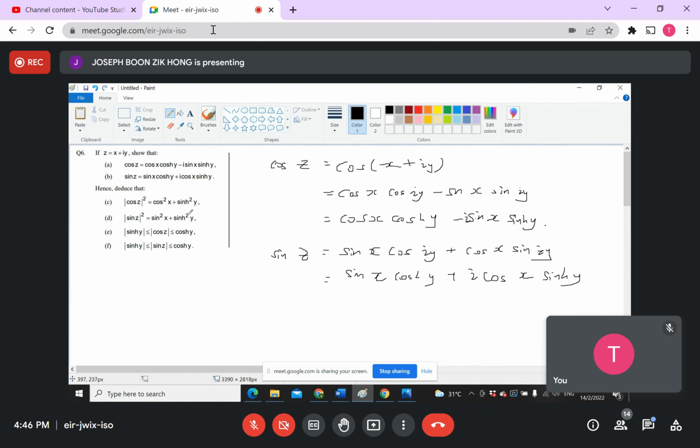Okay, next one, this one. So if you want to find the modulus square of this one, then it will become the square of this one plus the square of this one. So that means we'll have cos square x, cos square y, and then plus sine square x, sine hyperbolic square y.